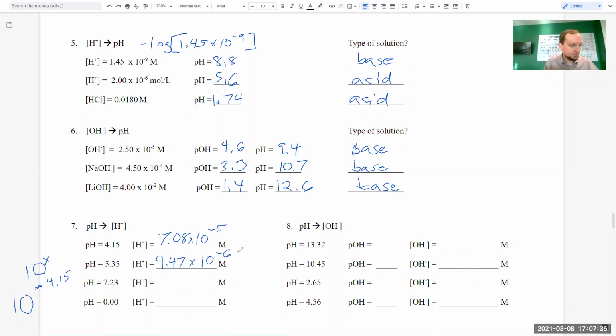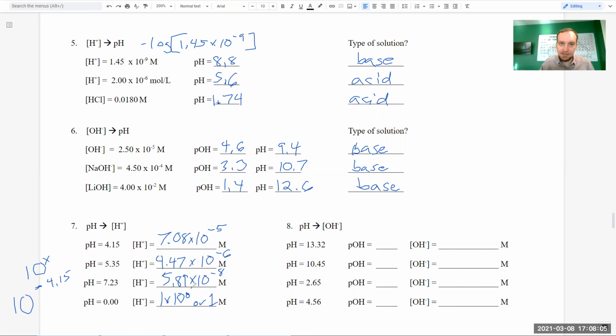There we go. The next one is going to be 10 to the X negative 7.23, close my parentheses. It is 5.89 times 10 to the negative 8. Next one is going to be 10 to the X of negative 0. Close my parentheses, and I get 1 times 10 to the 0, or 1.